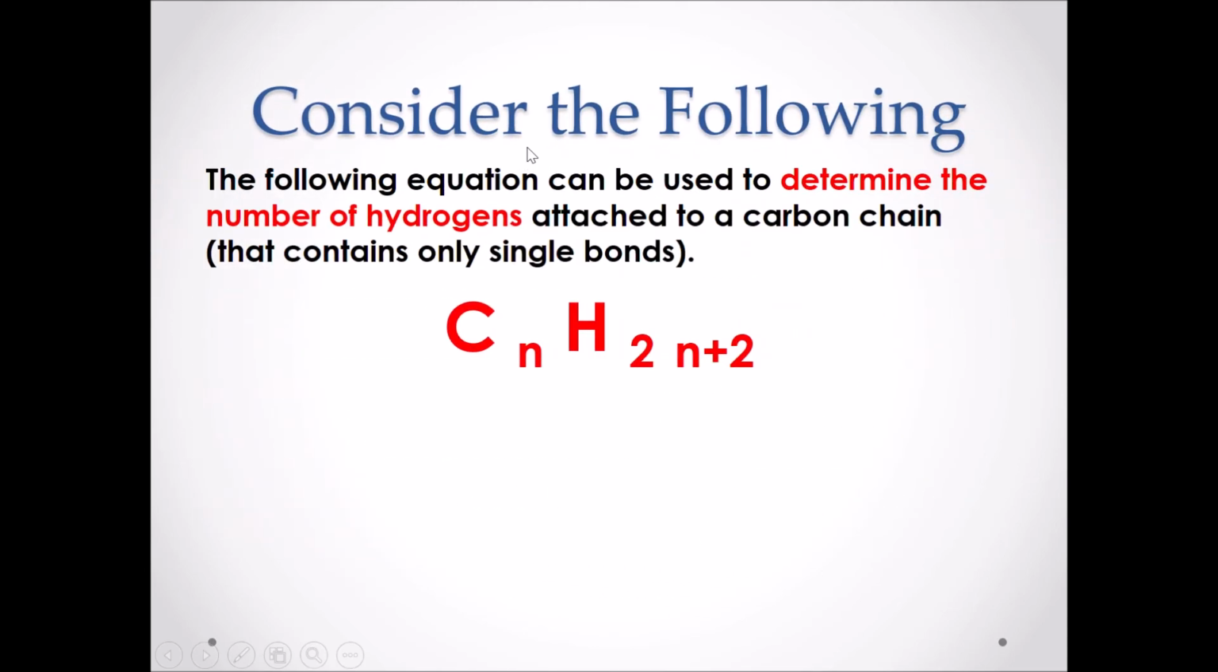Something else to consider. The following equation can be used to determine the number of hydrogens attached to a carbon chain. This carbon chain will only contain single bonds. And our equation is CnH2n+2. Which means if we had 8 carbons, we could then take hydrogen 2 times 8 plus 2. This would give us the chemical formula for octane, which is C8H18. Again, we take the number of carbons, times it by 2, and then plus 2. That will give us the number of hydrogens that will be in this carbon molecule.